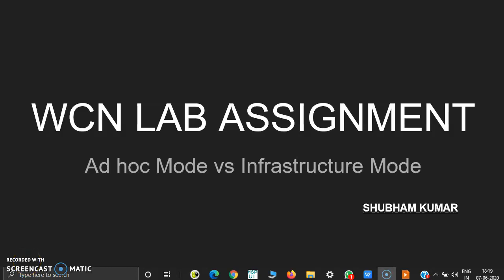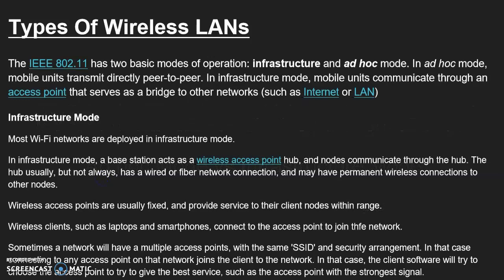In this video, we are going to talk about the two modes of operation of wireless communication networking that are ad hoc mode and the infrastructure mode. We are going to see how these modes operate and compare their advantages and disadvantages with respect to each other. So let's start.